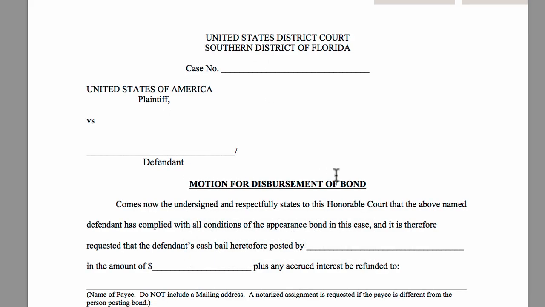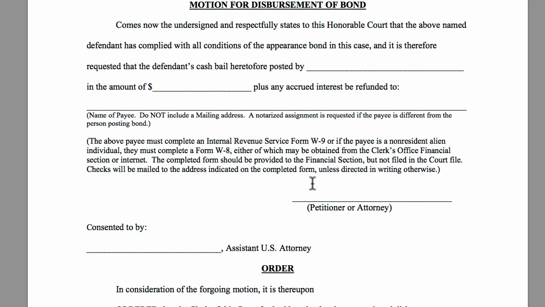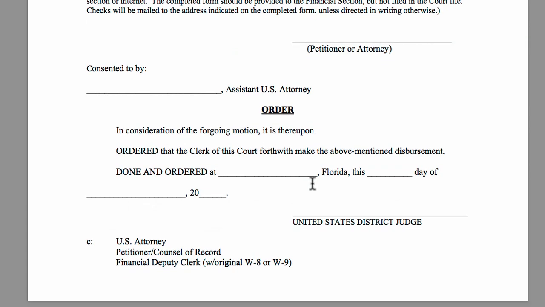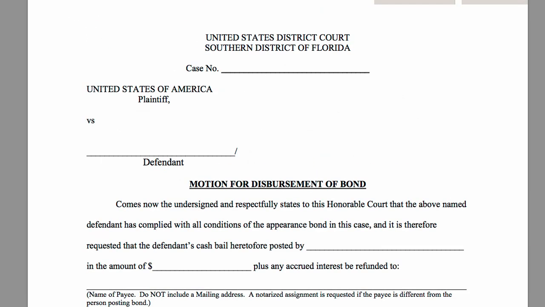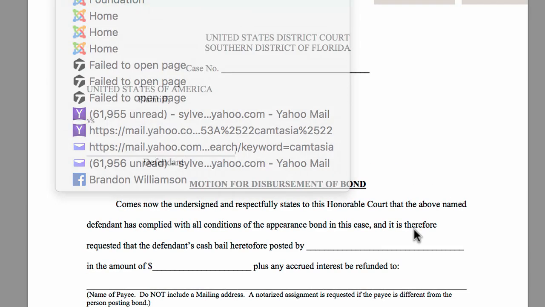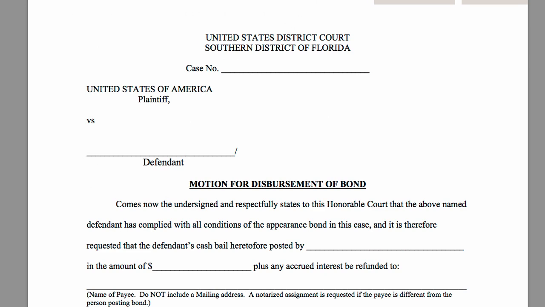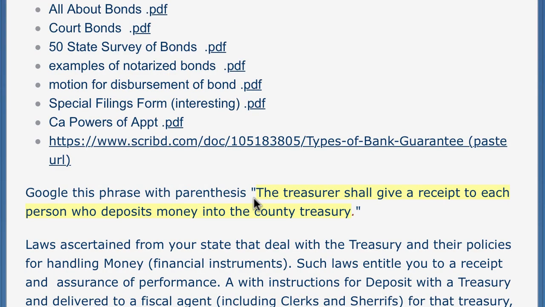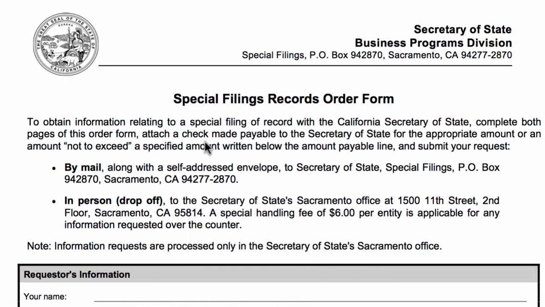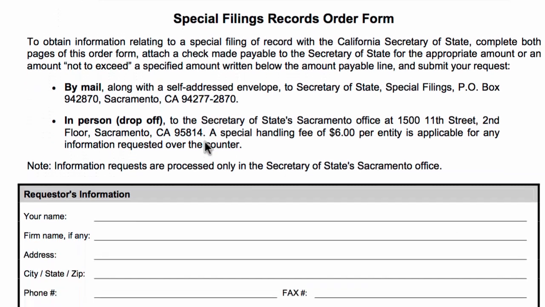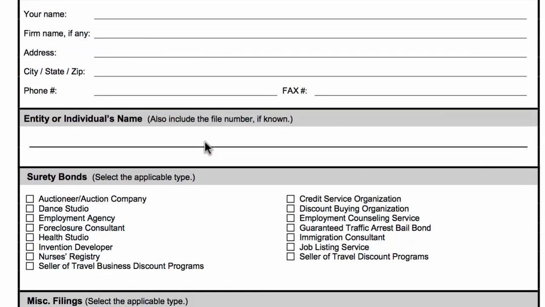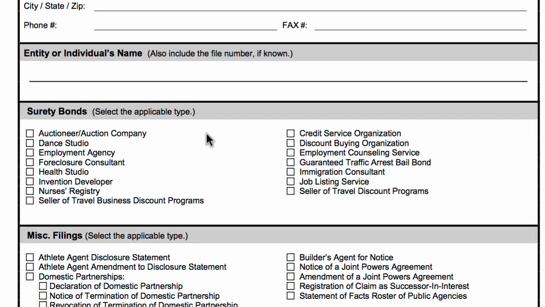Motion for disbursement of the bond. This is the United States District Court, Southern District of Florida. This is a template for dispersing a bond in district court, in the United States District Court. Here's an interesting one. This is what I think you do if you're filing a bond in your state. This is at least for California.